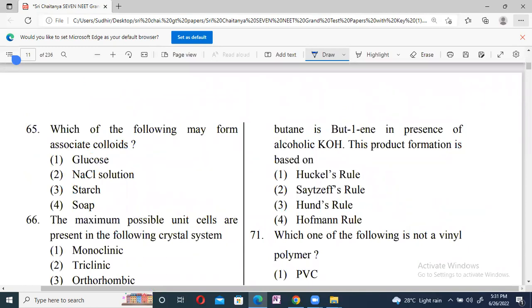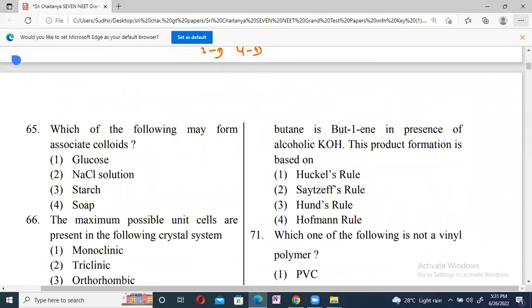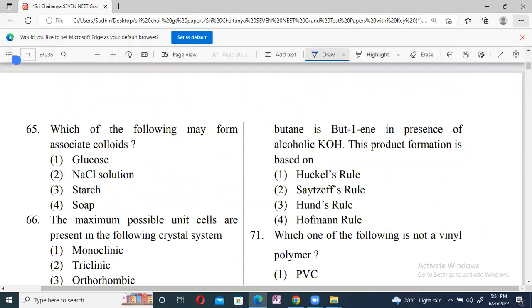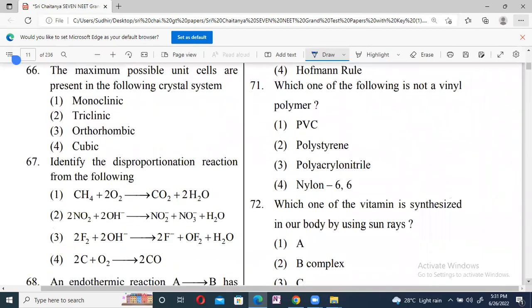Question number 65. Which of the following may form associated colloids? This is also in our NCERT, a direct question. Soap has a tendency to form associated colloids. Refer to the NCERT, everything is coming from the NCERT. The maximum possible unit cells present in the following crystal system is. Do you know? One trick is there, the CTOMHRT concept. The answer is orthorhombic. I'll show you.